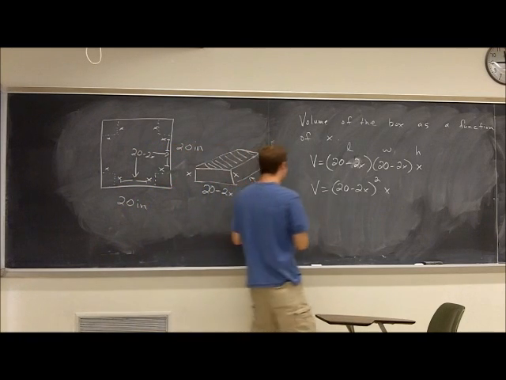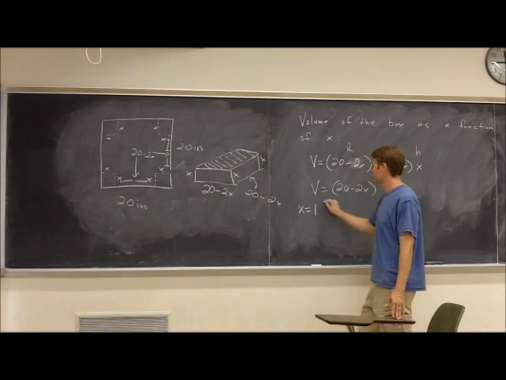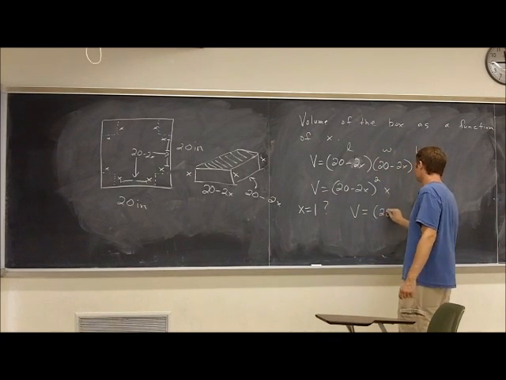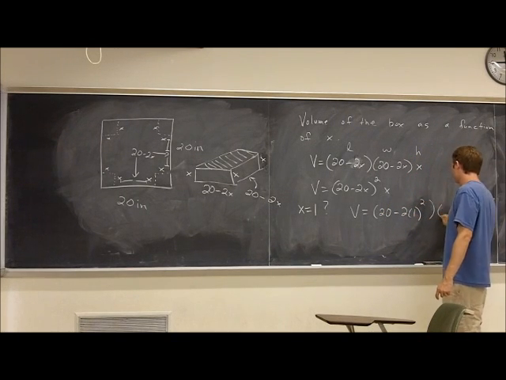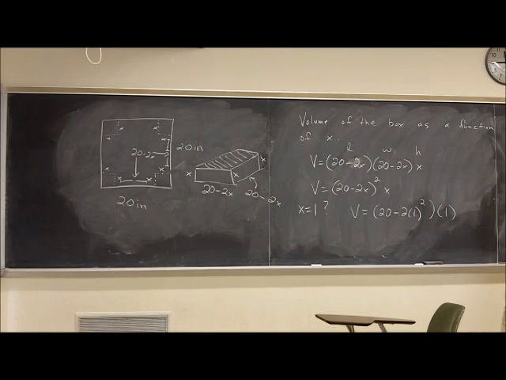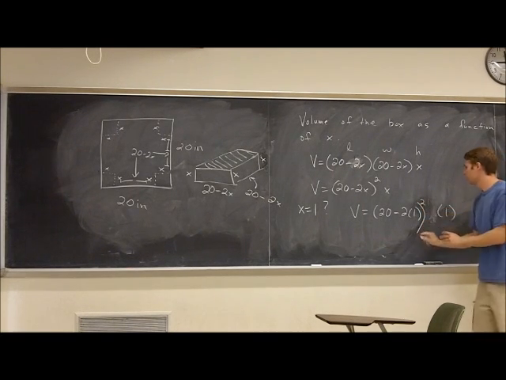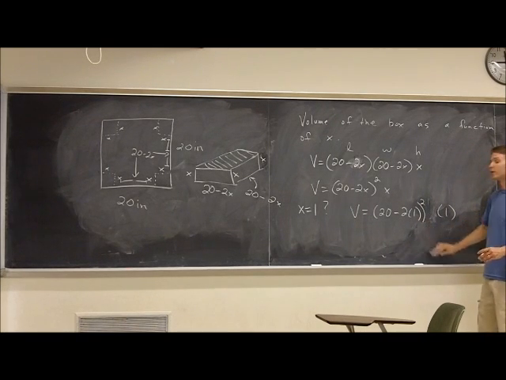Because now I can say, well, what would happen if I made 1-inch cuts in my box? What volume would I get? Well, I would get a volume of (20 minus 2 times 1) squared, all times 1. Just plug in 1 for x. And then, I'm sorry, this should have parentheses right there. So I could figure out this volume really easily.